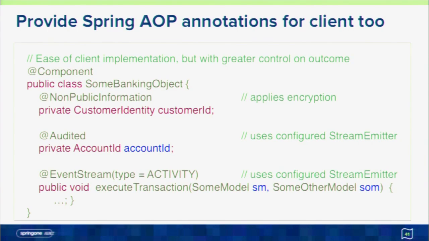Okay? We also provide, just like we had before, the audited annotation, which would audit out the attributes of a class. And then this new annotation we create, AddEventStream, which would take that execution of that method, its parameters, its return types, and hand it off to a default configured emitter. And that would then in turn apply the transform, turn it into JSON, and send it to whatever the configured endpoint is.